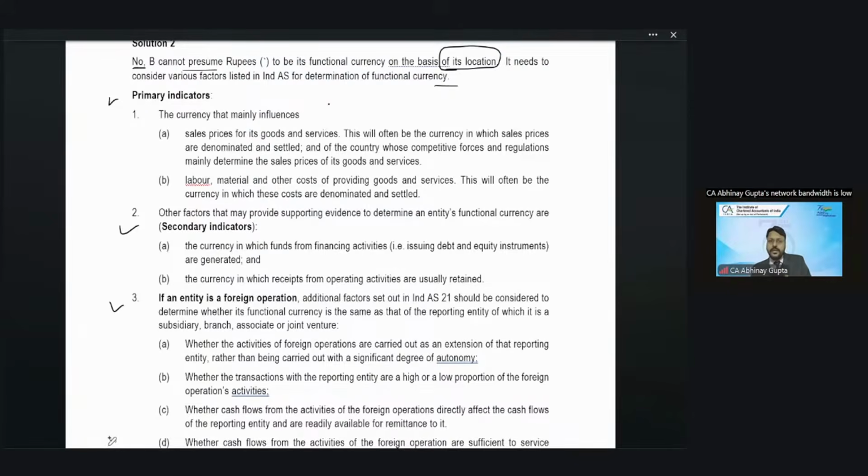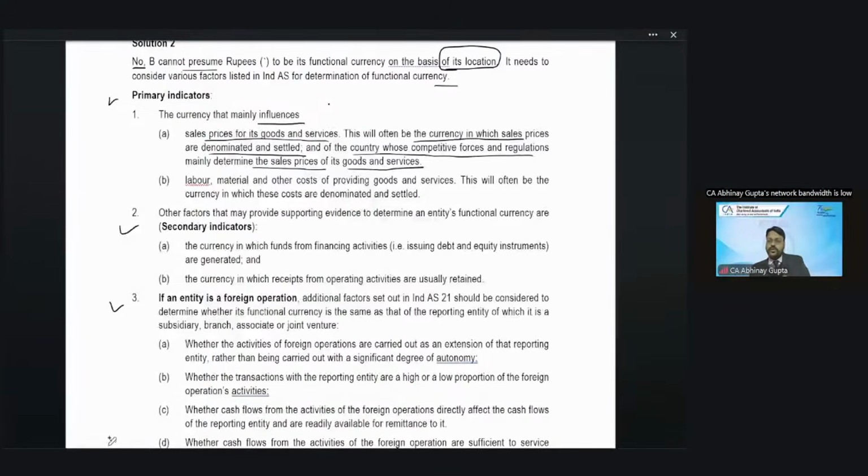So, what are the primary indicators? The currency that mainly influences the sale price of its goods and services. This will often be the currency in which the sale prices are denominated and settled, and of the country whose competitive forces and regulations mainly determine the selling price of its goods and services.